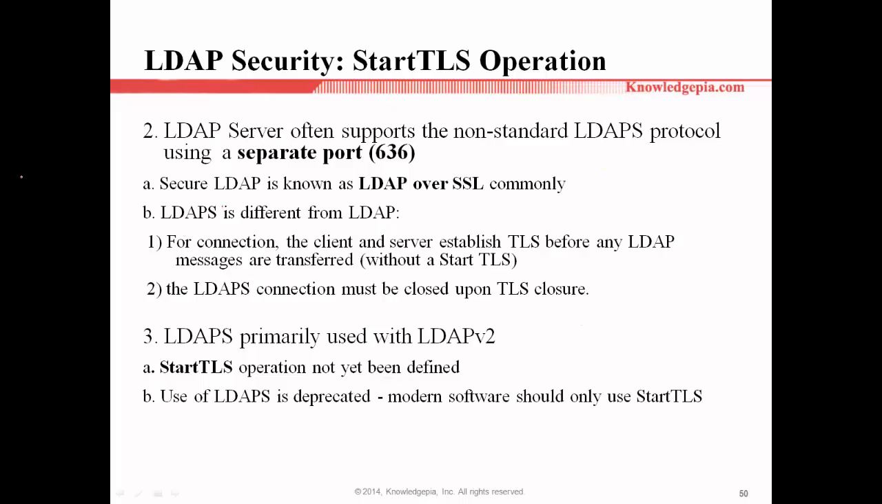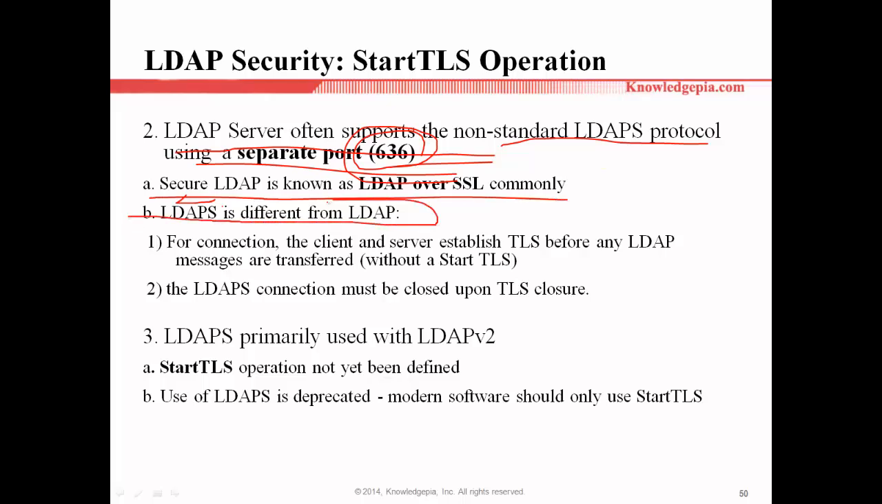LDAP servers often support the non-standard LDAP protocol using port number 636. So if you are successful in configuring StartTLS using TLS, you have to check whether this port number is open or not. Secure LDAP is commonly known as LDAP over SSL, and LDAPS is different from LDAP.